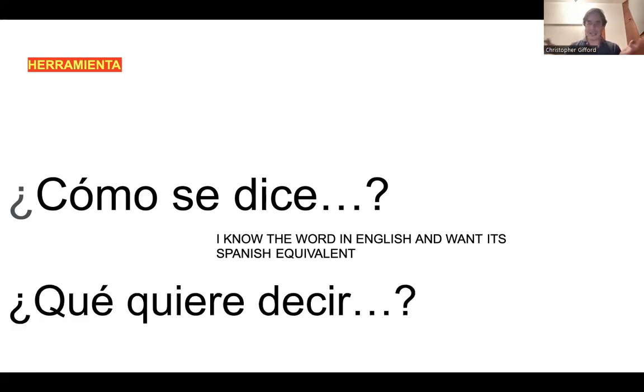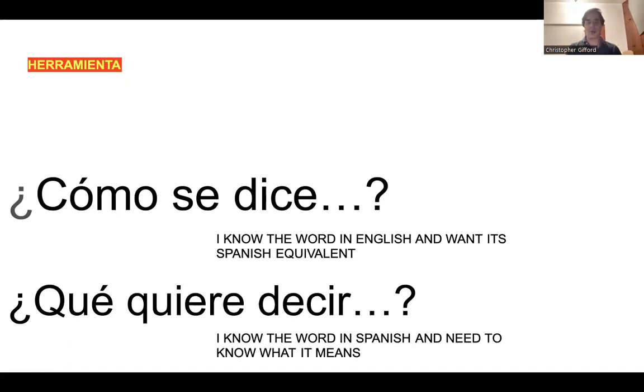¿Qué quiere decir? ¿Qué quiere decir blah, blah, blah? Now, this is what you use for when you know the word in Spanish and need to know what it means in English. So if you've come across a word in Spanish, such as, for example, bolígrafo, you don't know what it means in English, you can say, ¿qué quiere decir bolígrafo en inglés?